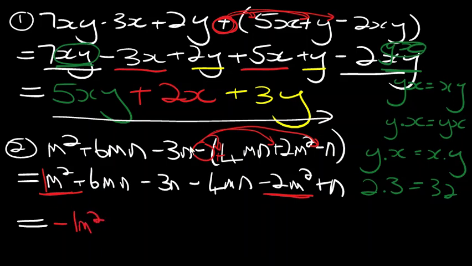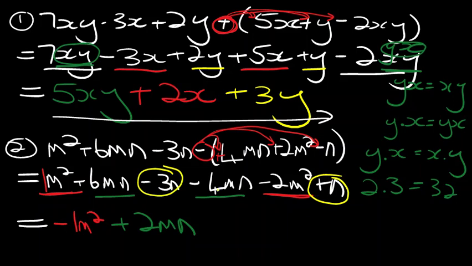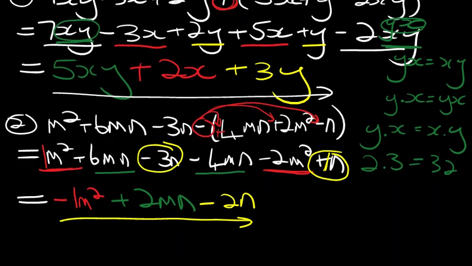Okay, and then let's look at the other term. We have 6mn, and then you have negative 4mn. So we can add those two together. Plus 6 minus 4 gives you 2mn. And then you have a negative 3n, and you have plus n. Now negative 3n plus n means the same as negative 3n plus 1n, and that is negative 2n. And that's your final answer. You can't add these terms because they're not like terms. Let's look at a couple more examples. Let's move this a bit down.